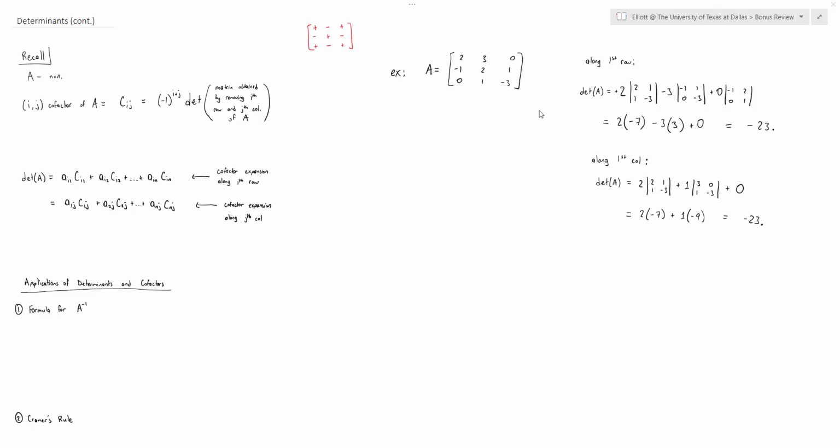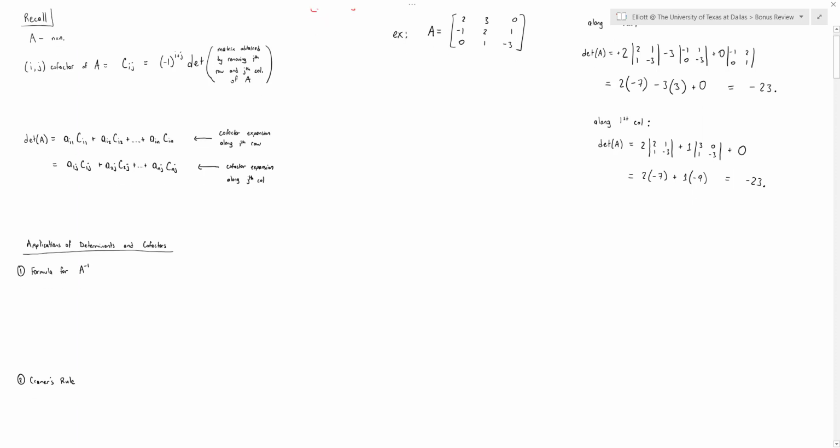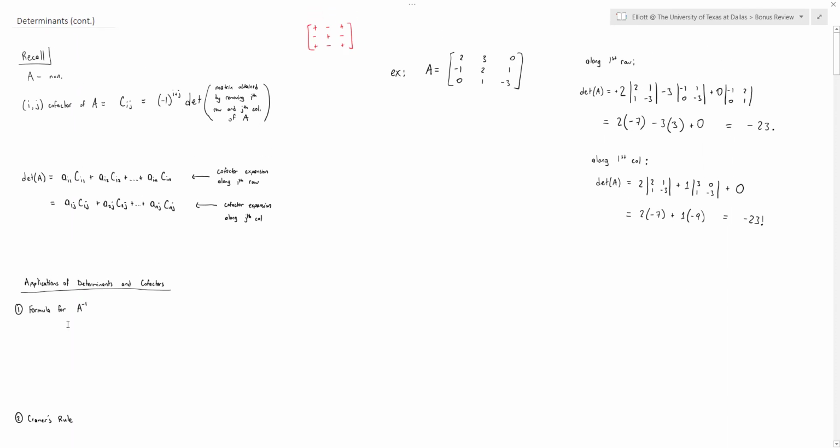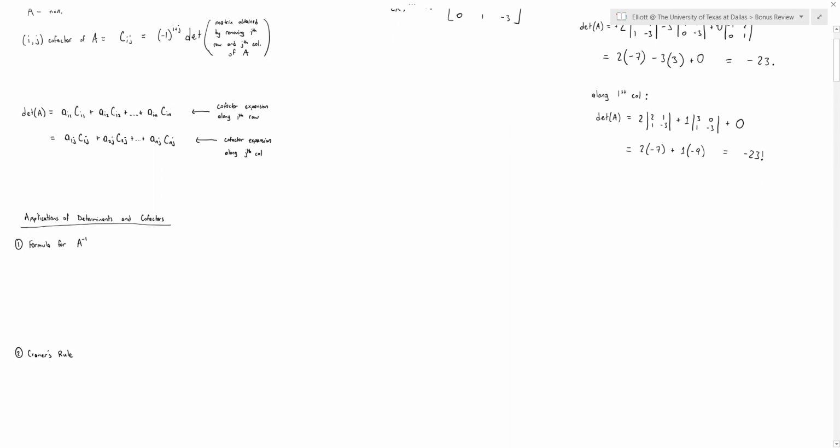So now I want to go over 2 applications of determinants and cofactors right now. One of the applications I wanted to discuss is a formula for computing the inverse of a matrix. The way this formula works is if you take each of the cofactors and put them into a matrix C, so let's say C is a matrix of cofactors of A.